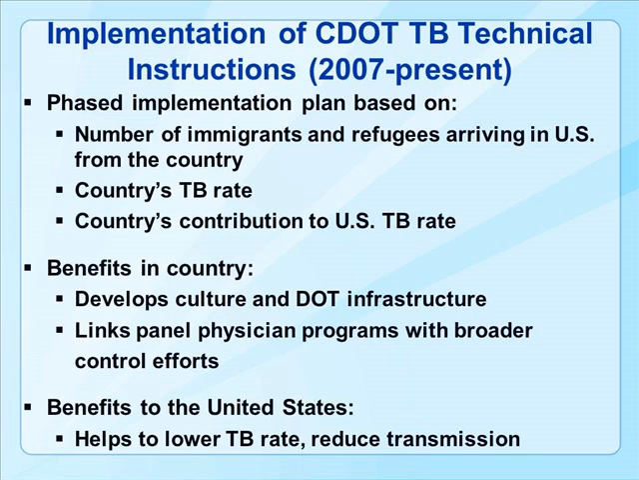I'll begin by giving a little sense of the fact that this has been a phased implementation effort over the last several years, once these new instructions were developed and first started to be implemented in 2007. As we've worked to phase it in, we've based our plan around prioritizing based on factors such as the number of immigrants and refugees arriving in the United States, the source country's tuberculosis rate, and the source country's contribution to the United States tuberculosis rate.